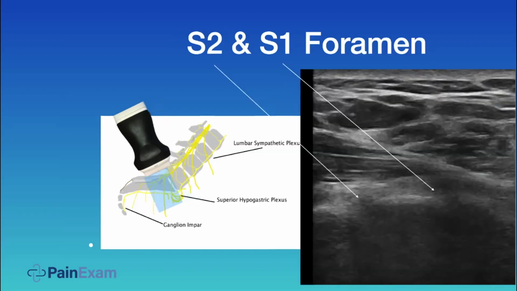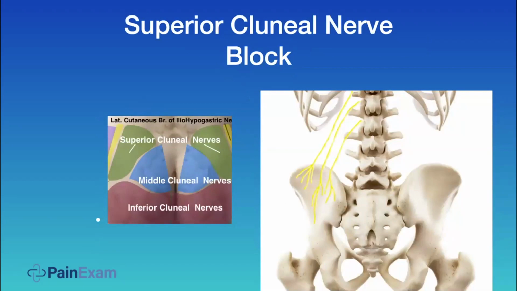Moving a little bit caudad, you could see S1 and S2 foramen. You could do a transverse view and get the PSIS, and medial to that, the foramen that you see is usually S1. As you can see here, PSIS, S1 is medial. And the superior cluneal nerves are here.